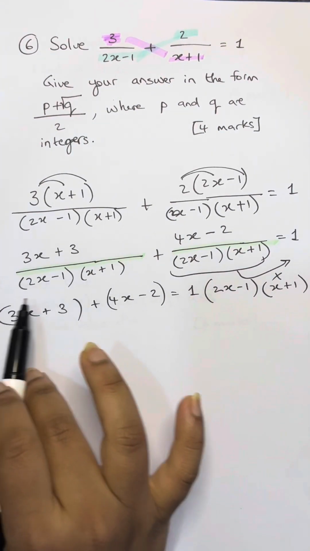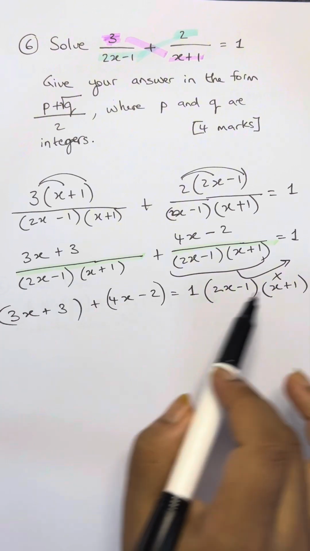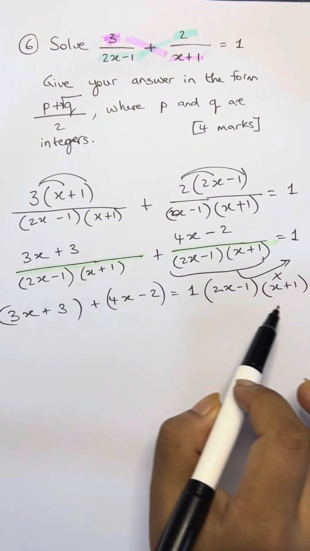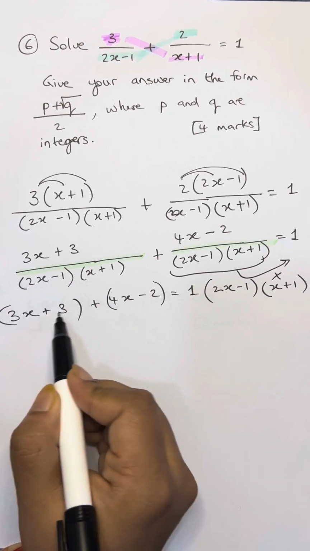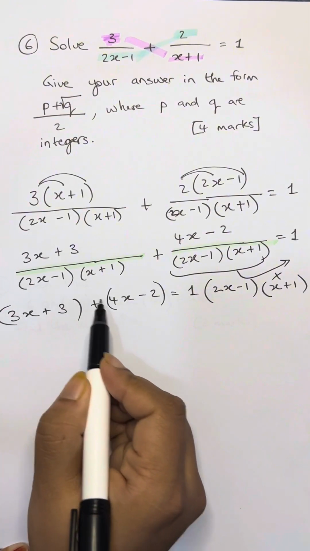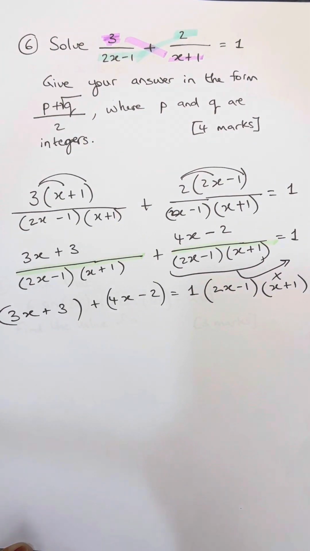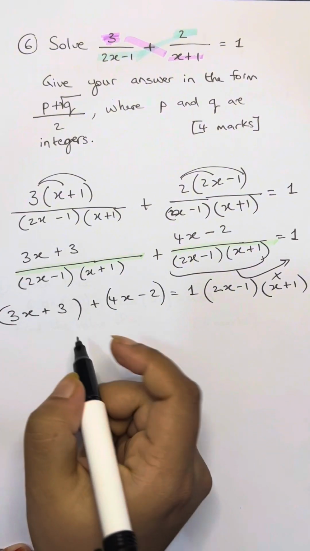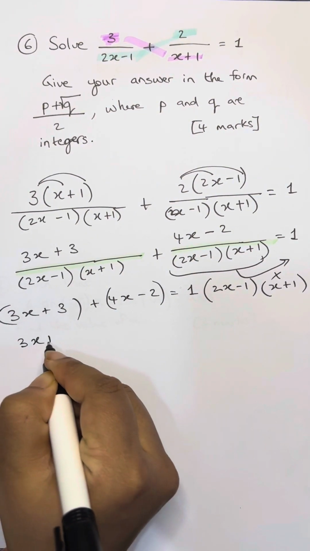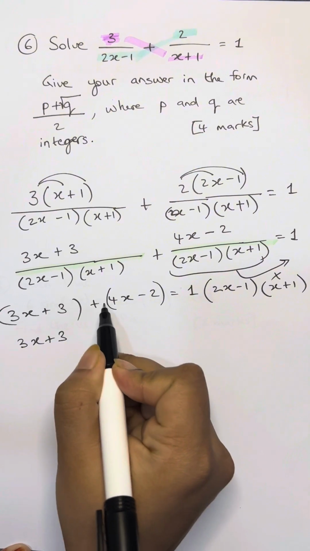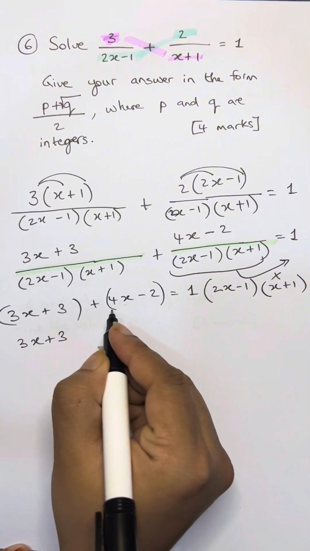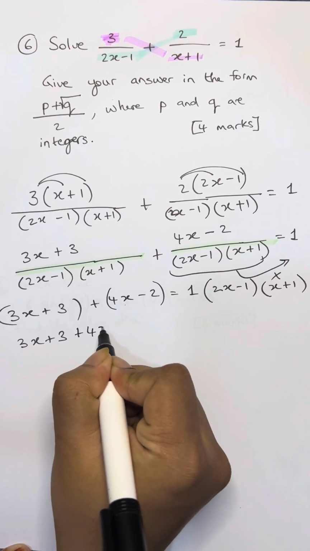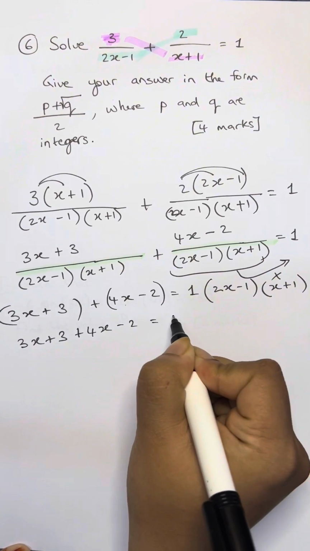So now I cancelled the denominators out, and I just have a normal linear equation. Now this is not being multiplied, I just added the brackets, so there's no confusion that these are two separate fractions. Now 3x plus 3, because I've just got a plus sign, so the sign inside the bracket remains the same, so it's 4x minus 2 equals 2.